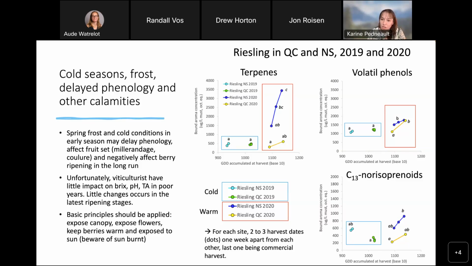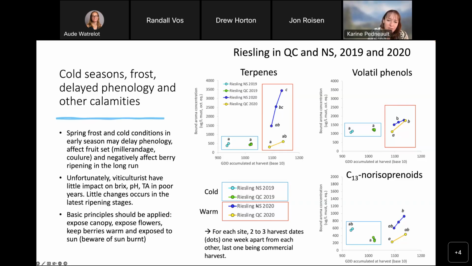Similarly, if you get cold conditions early in the spring, it can affect millerandage and coulure. So you want to be careful. Again, if it's cold, try to manage your canopy so you expose a little bit your flowers, you expose your berries, you try to keep some warmth. As Randall pointed out, Brix, pH and TA are little impacted by the conditions. So if it's going to be a cold year, unfortunately, there's not much you can do to avoid the high TA. So it's better to take it from the winery perspective, maybe, and wine style perspective.